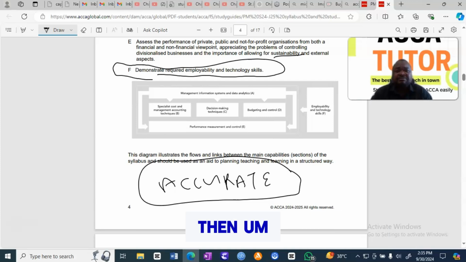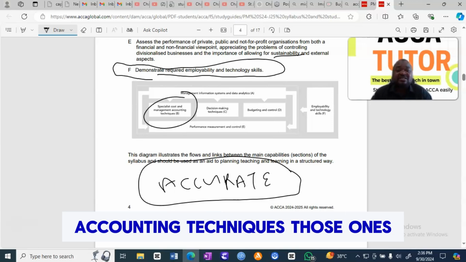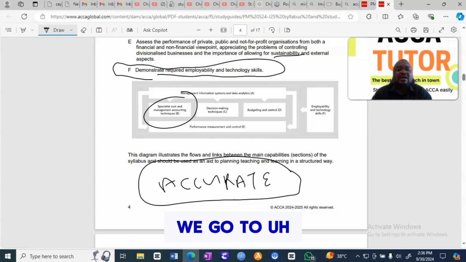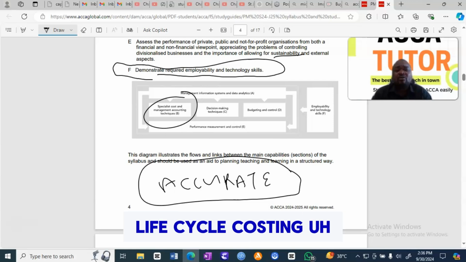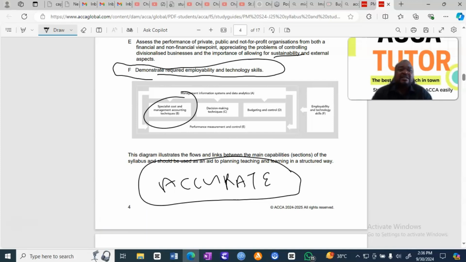Then we talked of specialist cost and management accounting techniques. Those ones, the ABC, the absorption costing, the marginal costing. We go to target costing, life cycle costing, throughput accounting, all those things. They are going to be tested in this paper.